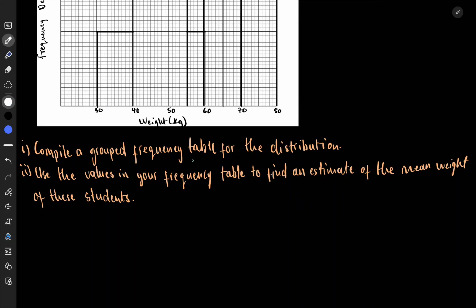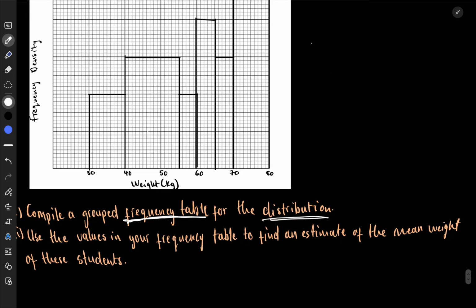Compile a grouped frequency table. We know what a frequency table is. That's the frequency distribution, right? We can have a table as a frequency distribution. We need to know the weight and we need to know the frequency. Then we can make that table. So in other words, we are to find the frequencies.